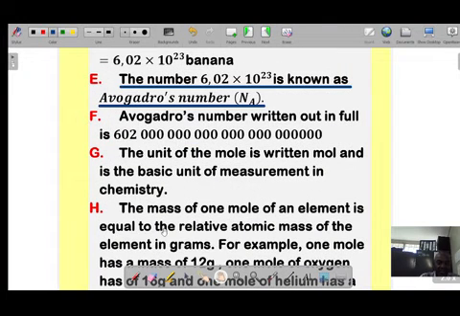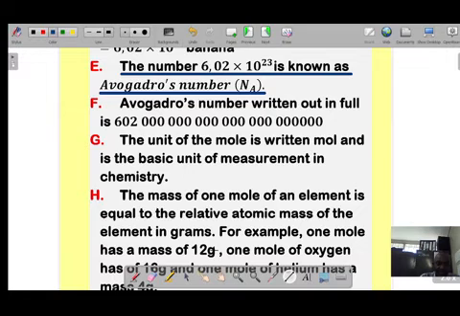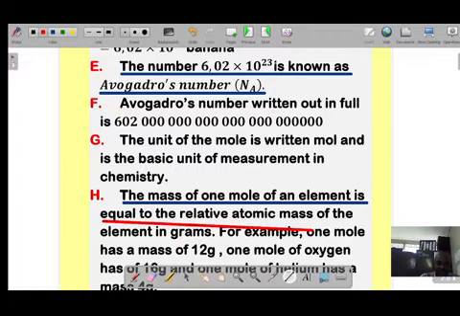Now, the mass of 1 mole of an element is equal to the relative atomic mass of the element in grams. This is also important. We're saying that the mass of 1 mole of an element is equal to the relative atomic mass of the element in grams. Let me say it again. The mass of 1 mole of an element is equal to the relative atomic mass of the element in grams.